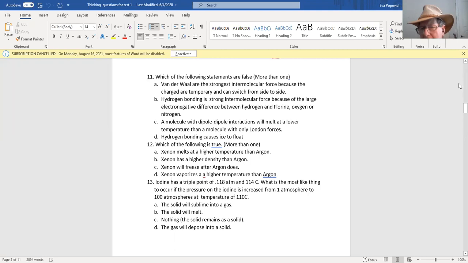Iodine has a triple point at 0.118 atmospheres and 114 degrees Celsius. What is the most likely thing to occur if the iodine is increased from 1 atmosphere to 100 atmospheres at a temperature of 110 degrees? Remember what a phase diagram looks like.